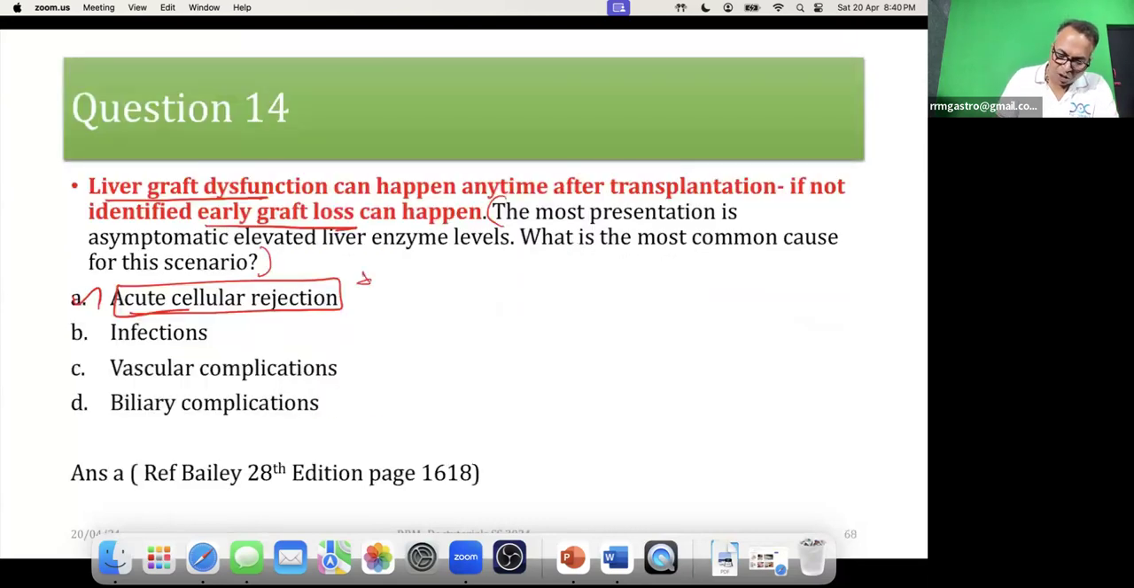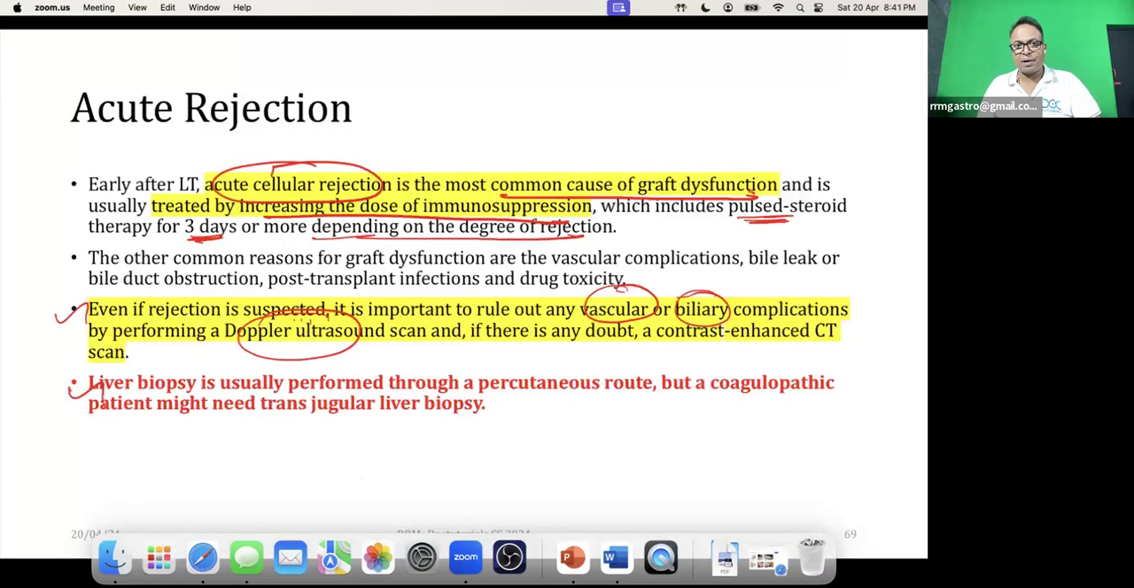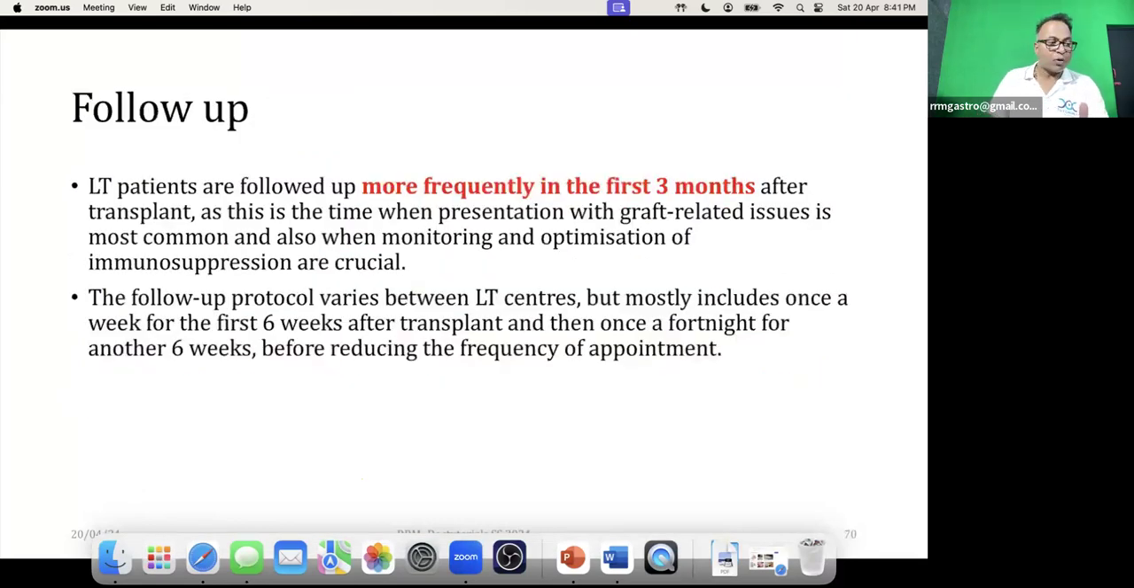So acute cellular rejection is a common cause of asymptomatic elevated liver enzymes. The common cause of this is acute cellular rejection, which can happen up to 6 months. Follow-up, therefore, should be very serious. So for the first 3 months, you have to follow them very closely.